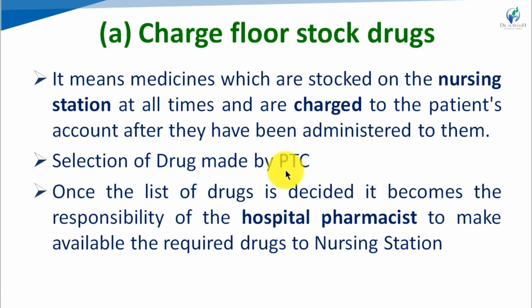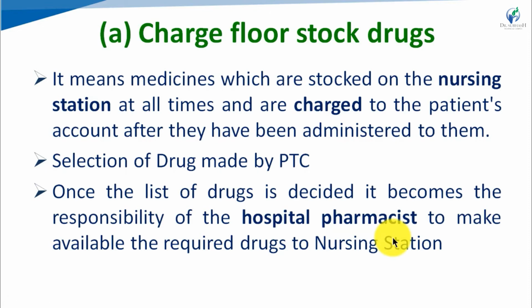Then once the list of drugs is decided, it becomes the responsibility of the hospital pharmacist to make it available to the nursing station. मतलब जो भी selected drug दी गई है, that is given by the PTC, that should be available and should reach the nursing station, and the responsibility of this will be on the hospital pharmacist. He will look after this.